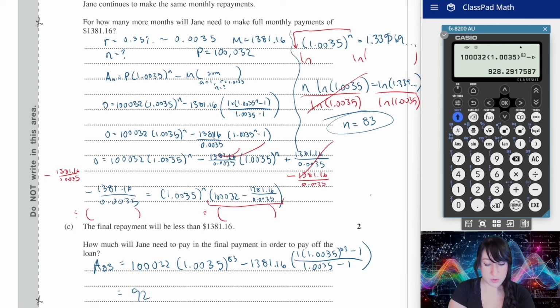So there's $928.29 left owing after the 83rd payment. Now, interest will be applied for 1 more month and then she'll make her payment. So we'll multiply that by 1.0035 to get $931.54.